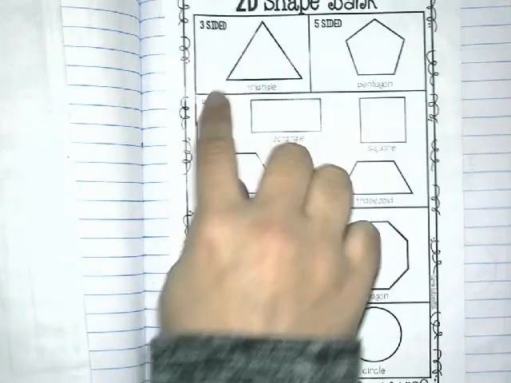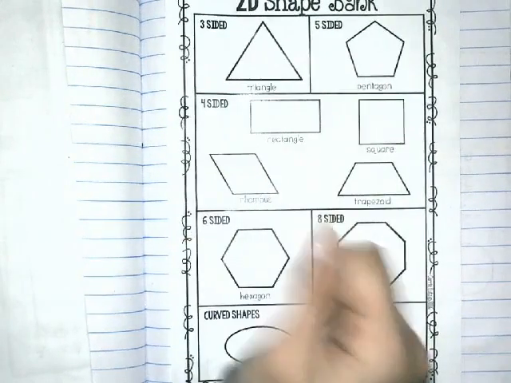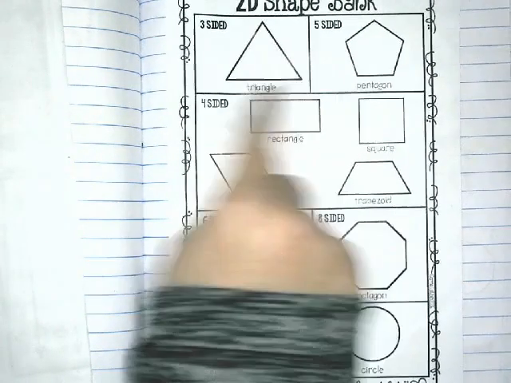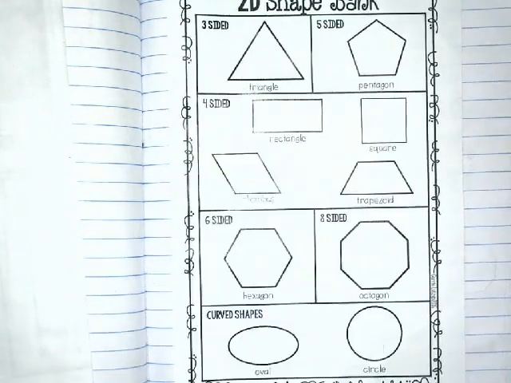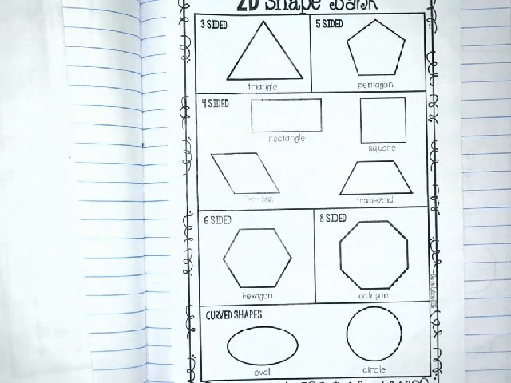And the sides are basically just the lines of the shape, and then the vertices are the points where the 2 sides meet. So this side and this side meet here, so that would be a vertex. And so that's what the kids are doing.